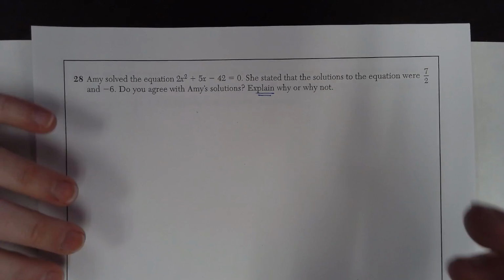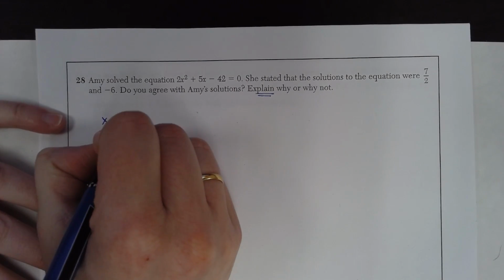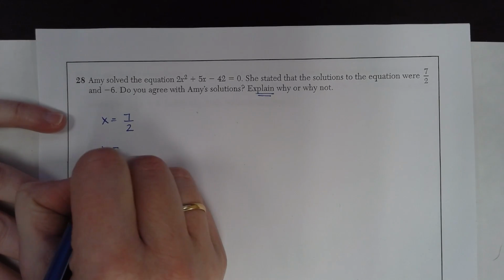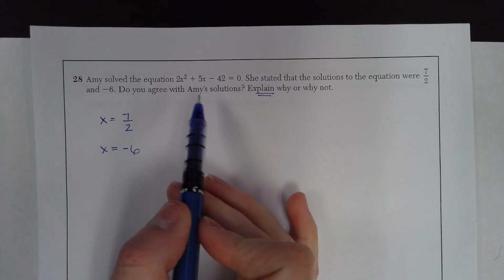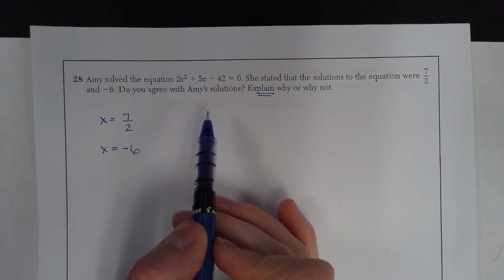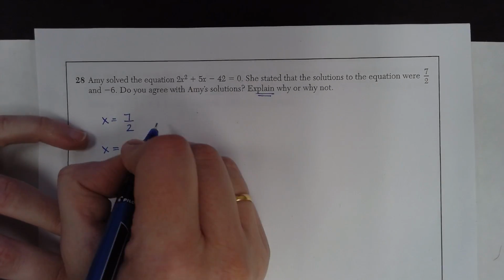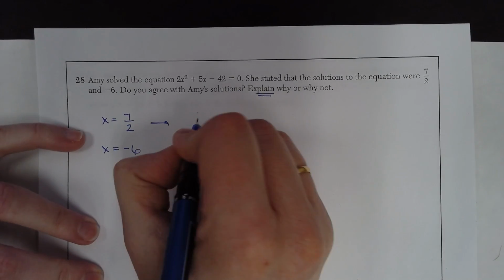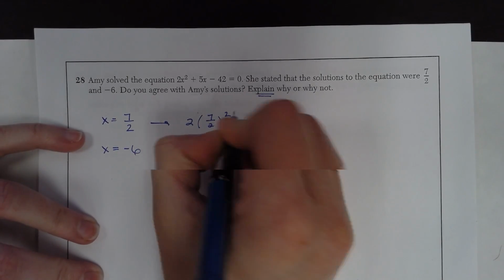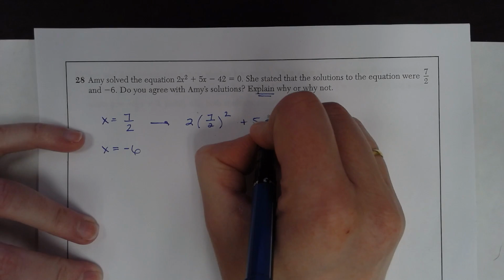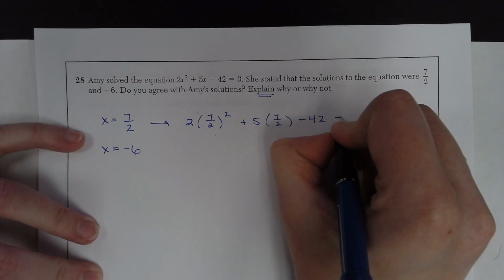So the solutions, what Amy is saying is that x equals 7 over 2, and she's saying that x equals negative 6. So I want to see if they actually work in the given equation. So what I'm going to do is I'm just going to plug them in and see what happens. First, I'm going to plug in 7 over 2. 2 times 7 over 2 squared plus 5 times 7 over 2 minus 42.